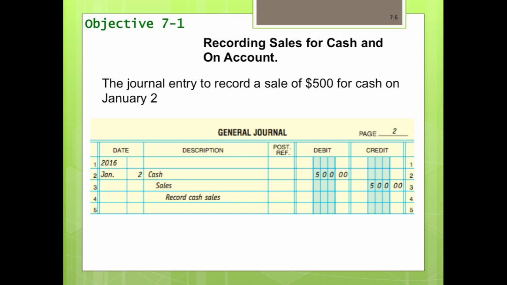You covered chapters 1 through 6 already, which was all that was covered in the midterm, which covers the entire accounting cycle. We will be using all of those concepts again, except we are going to be using them in very specific ways, in this case for merchandise accounting. To record a sale of $500 for cash on January 2nd, we debit cash for $500 and credit sales for $500, to record cash sales. Nothing new that you have not learned throughout these six chapters.